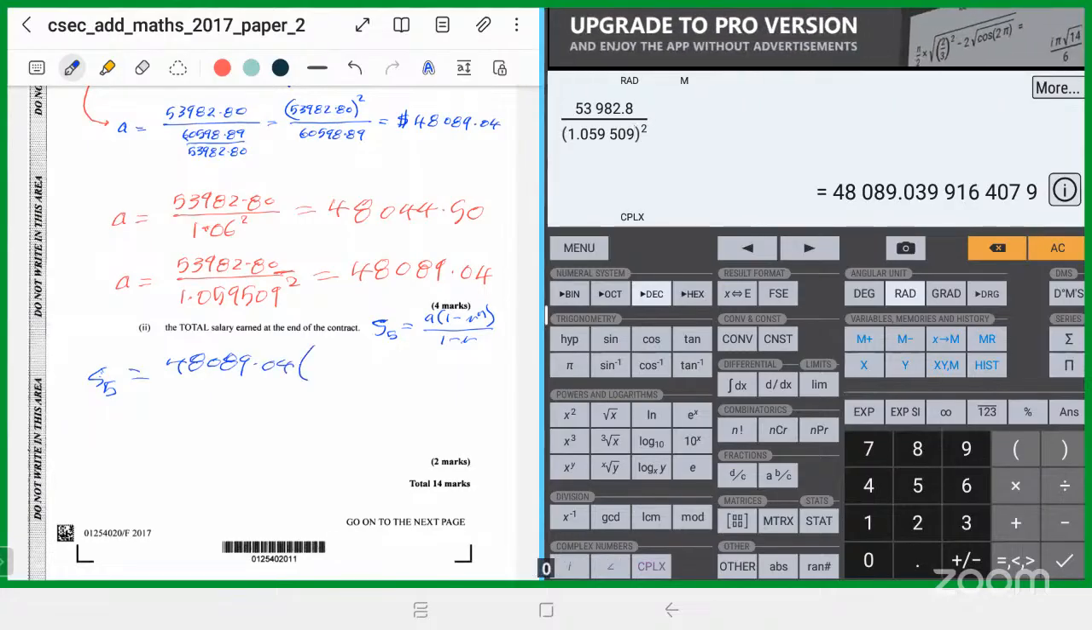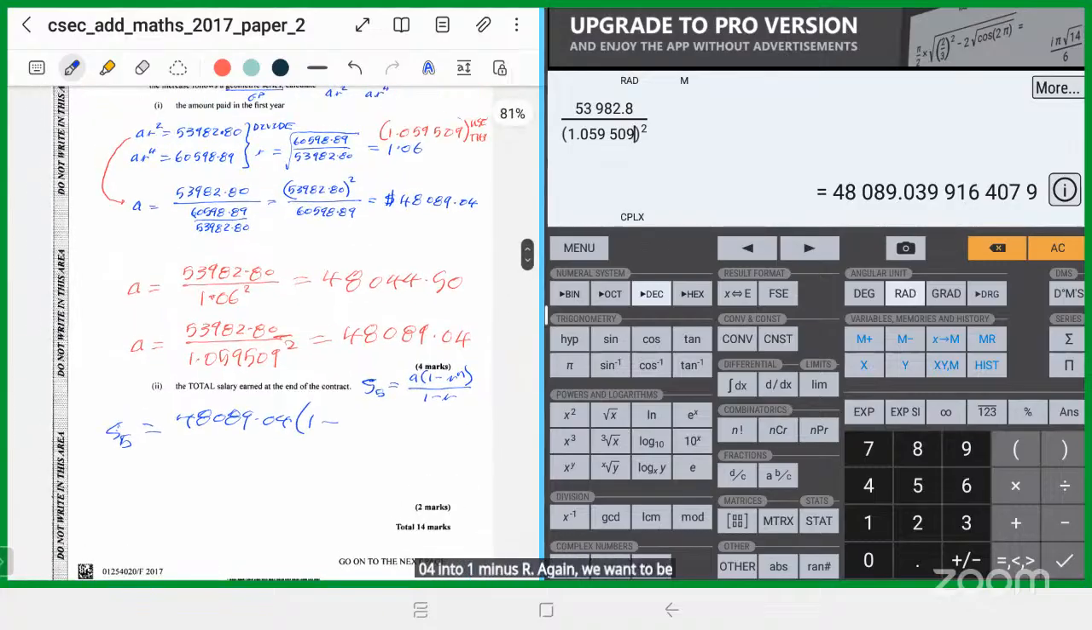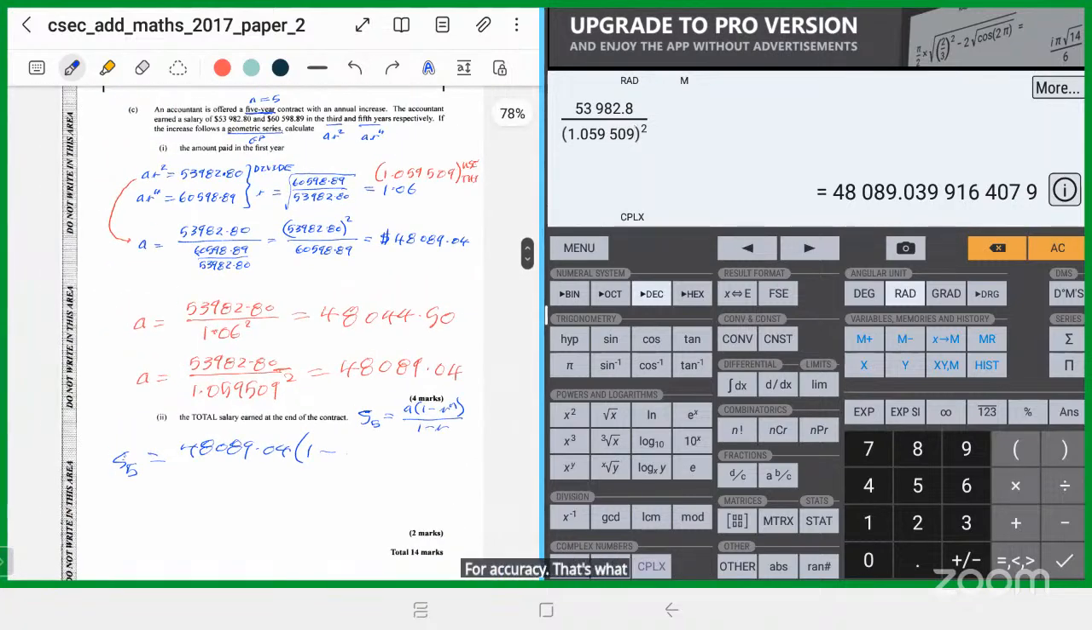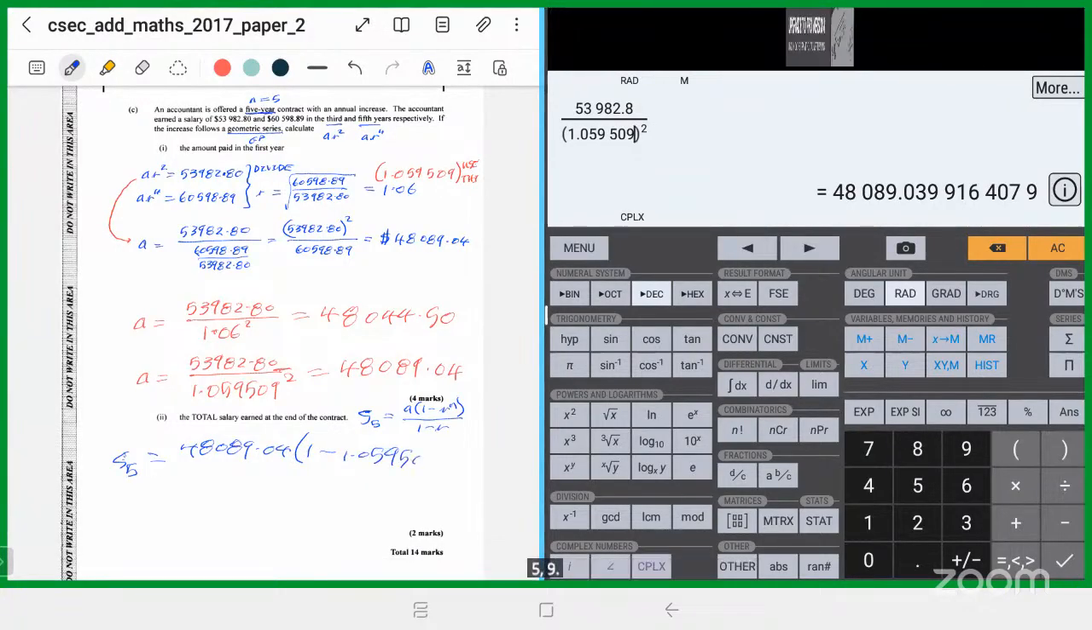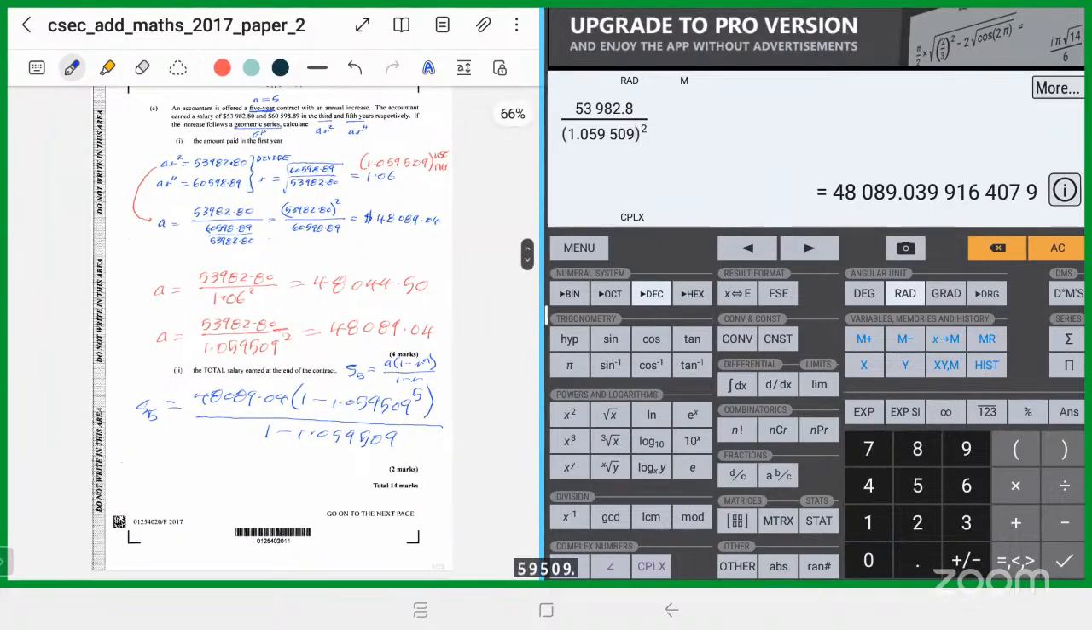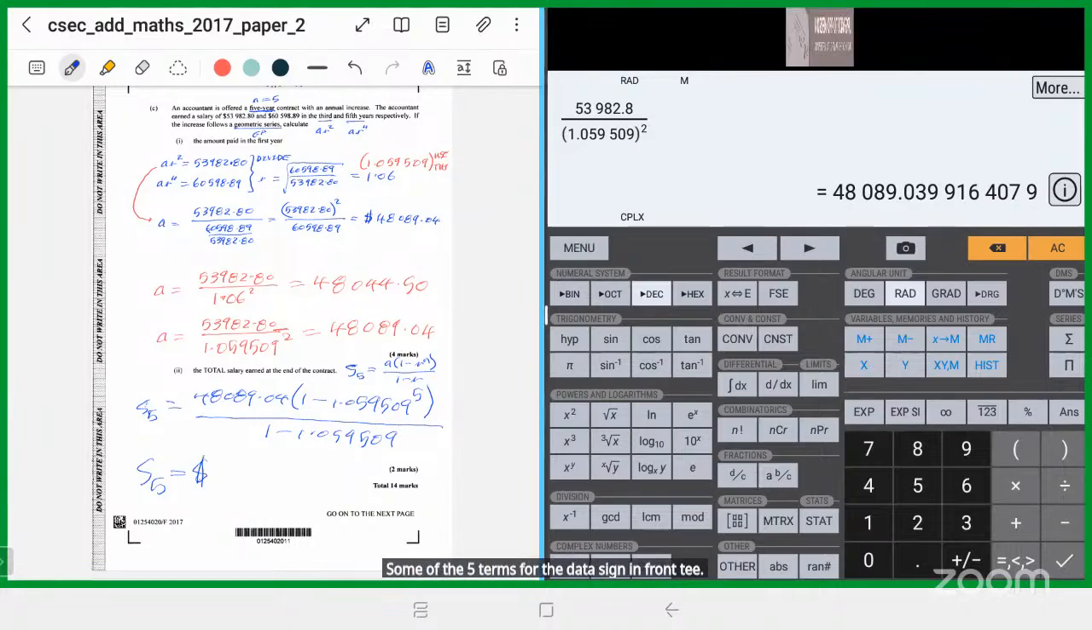48089.04 into 1 minus R. Again, we want to be using this R for accuracy. That's what we have to use. 1.059509 to the power 5 over 1 minus 1.059509. Put that in the calculator and work it out. Sum to 5 terms, put the dollar sign in front of it, and that is it.